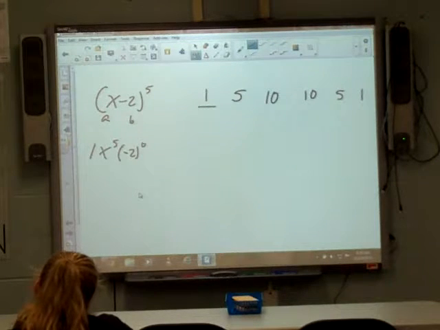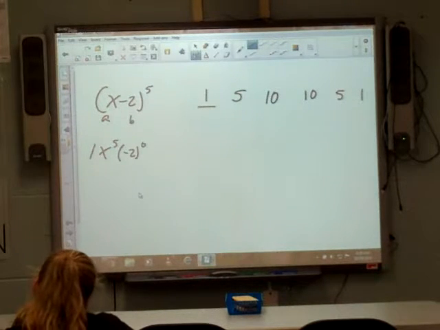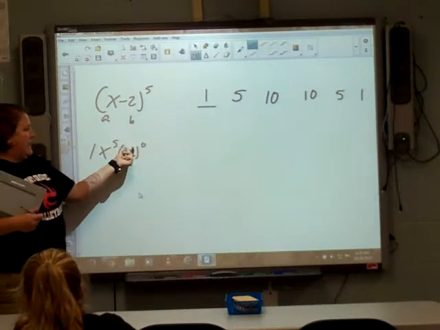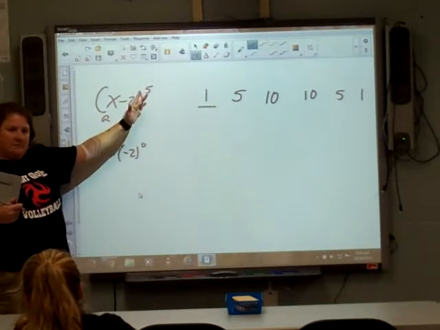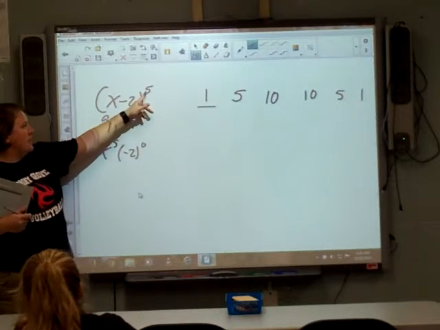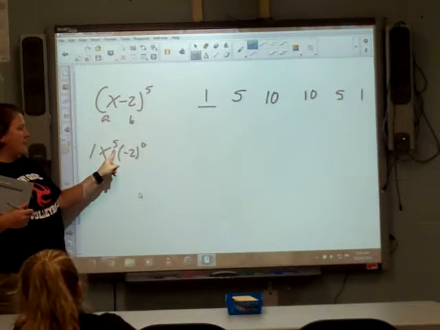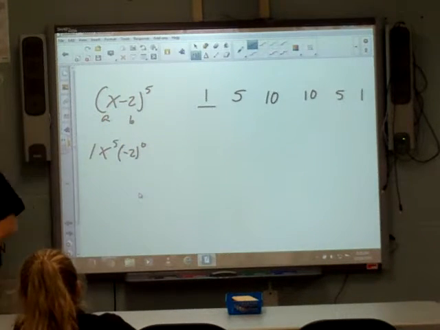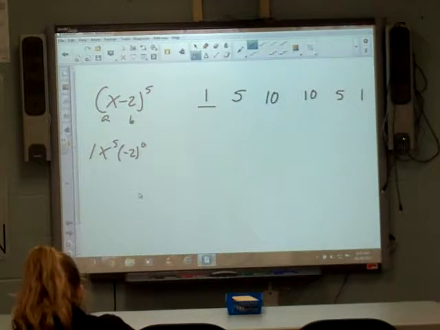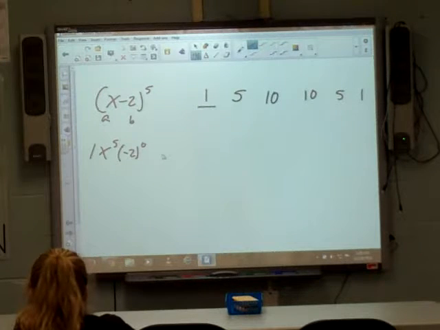Now one trick that I always use to check myself, because this can get confusing. When I'm doing my powers, they always have to add to that power, whatever that power is. So that helps keep me on track. 5 plus 0 is going to add there. So my next one, it's going to go down 4, up 1. That'll add to 5. So you can keep yourself on track there.